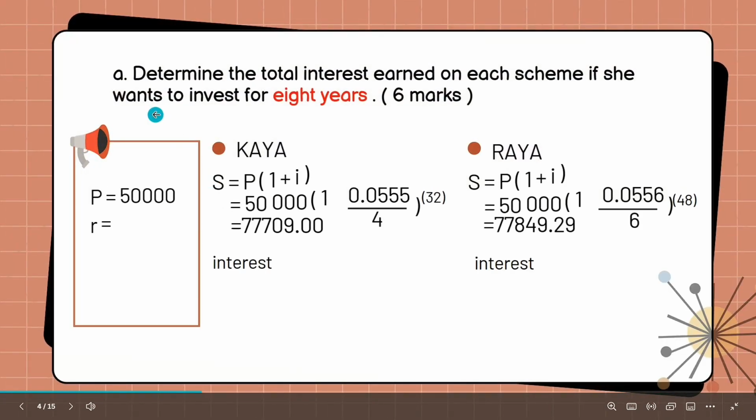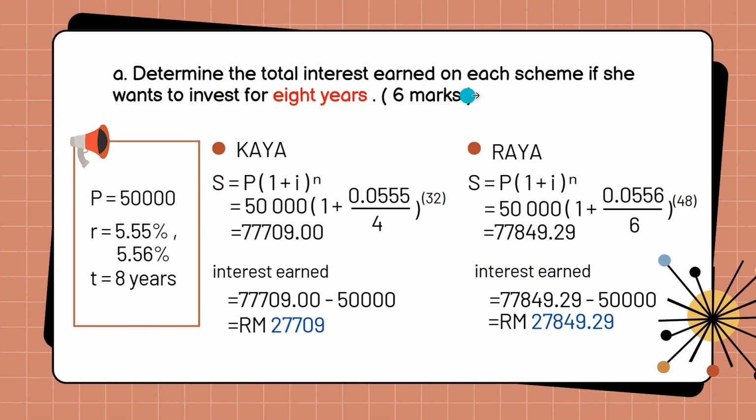Question A. Determine the total interest earned on each scheme if she wants to invest for 8 years. First step, we have to write down all the information given. So we need to do 2 calculations to find Kaya and Raya scheme interest earned. We will use S equal to P(1 plus i) power of n, which is the compound interest formula, to find the amount first. Replace all the information given into the formula and you will get 77,709 as the answer.